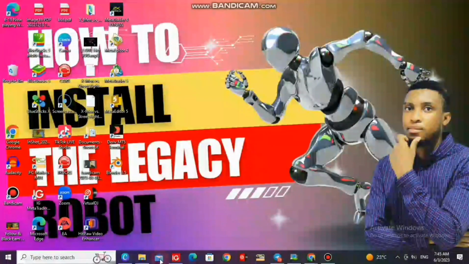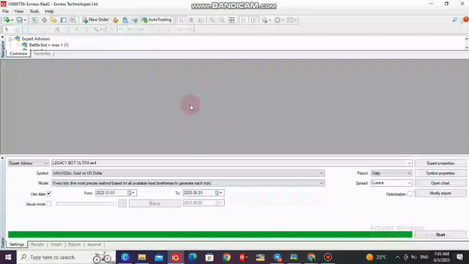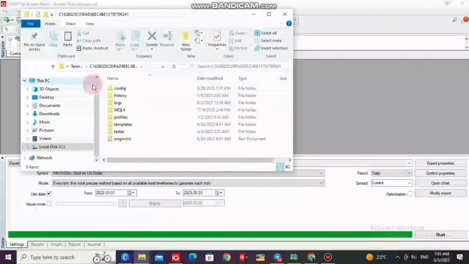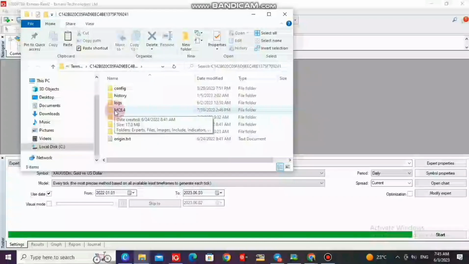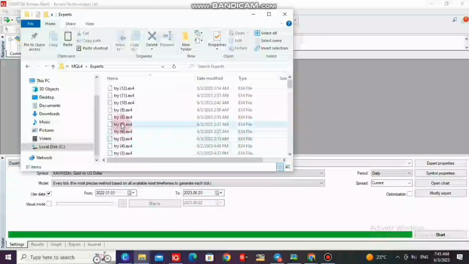So first things first, you have to go to your MT4 platform. I don't know what type of MT4 platform you have, but I have the IG trading terminal. So let's go to file, go to your data folders, and I'm using Windows, by the way. Then you go to MQL4, you scroll down and go to experts. This is basically where you are going to put your bot.